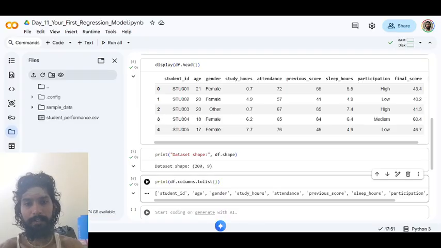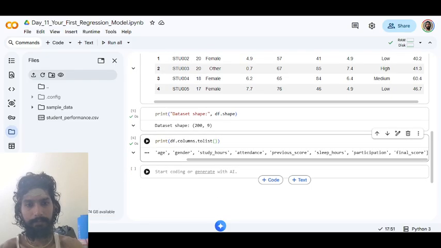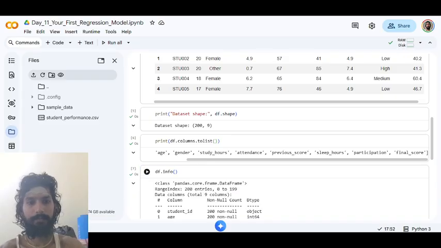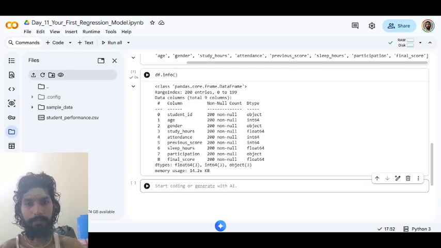Before training the model, let us perform a few basic checks. So df.info(). Look at the data types. The features we want to use should normally be numerical. Now check for missing values.